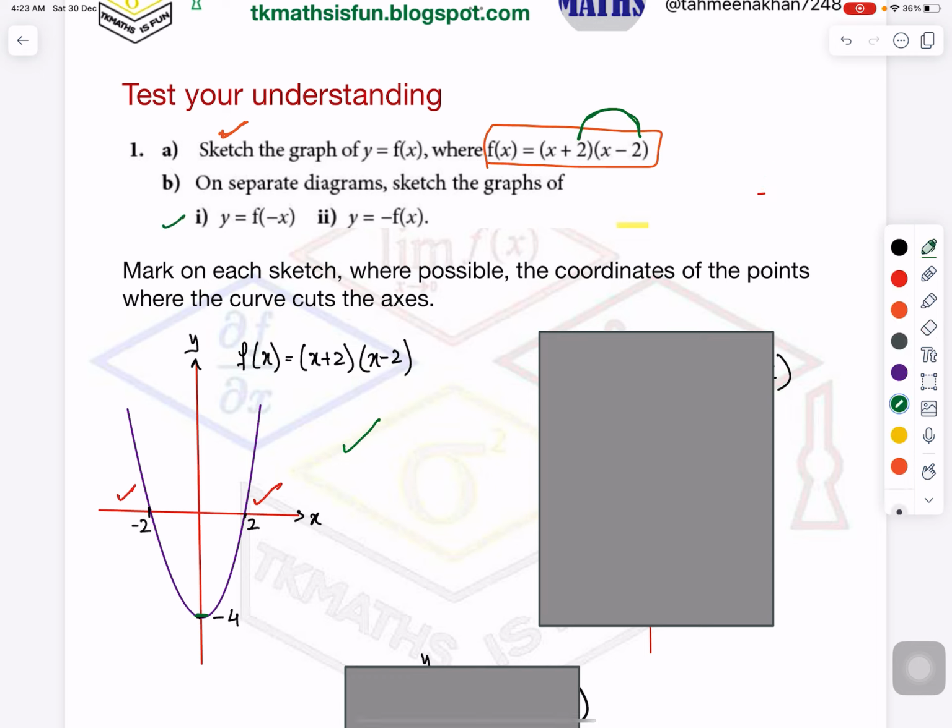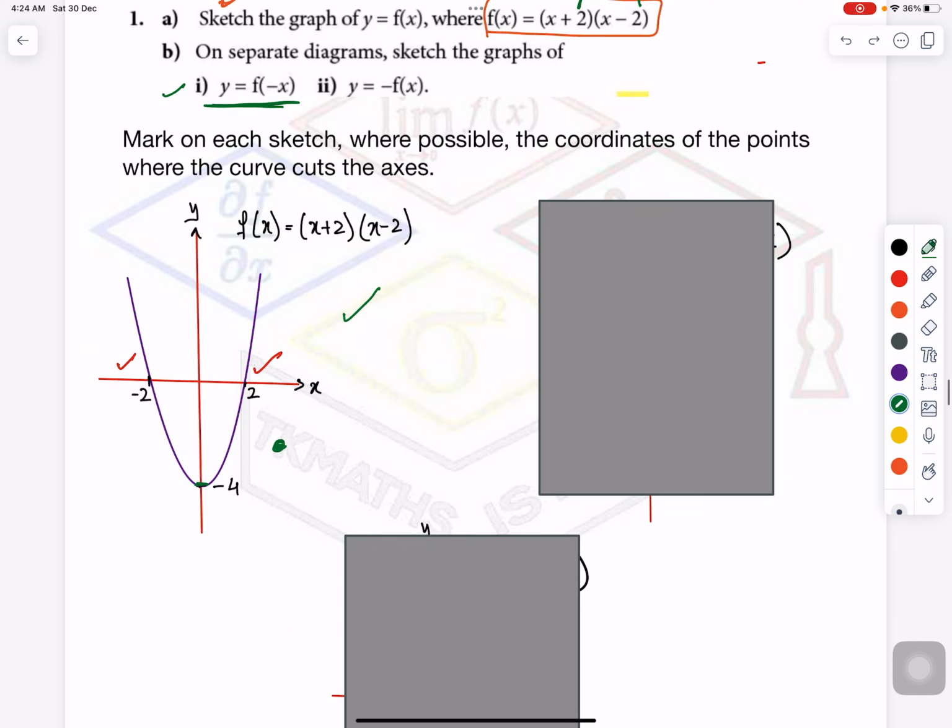Part 1, f of minus x. What does it mean? It is reflection in the y-axis. Minus x means x values are changing. Simple is that. When x values are changing, all these x values are going to this side. It means it is reflection in the y-axis. So if you have to explain it, you can say it is a reflection in the y-axis. So what coordinate it will become? Let's see here. Then I will show you the sketch.